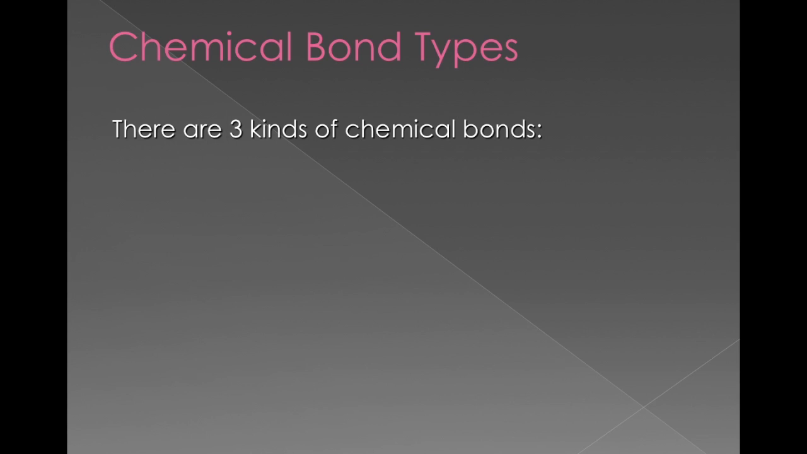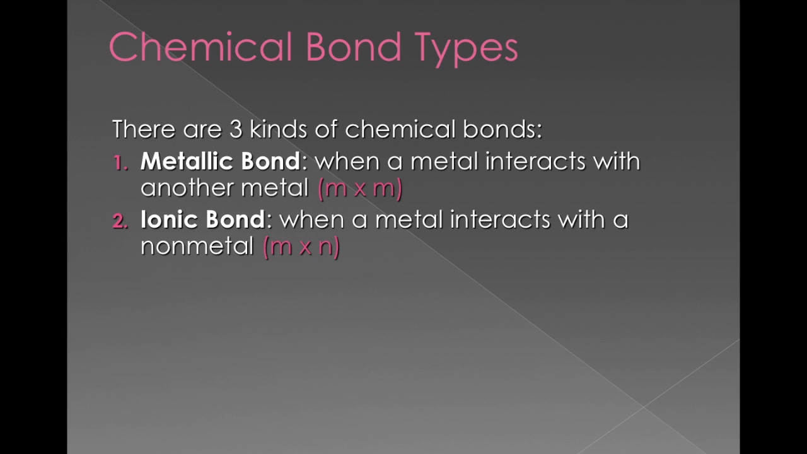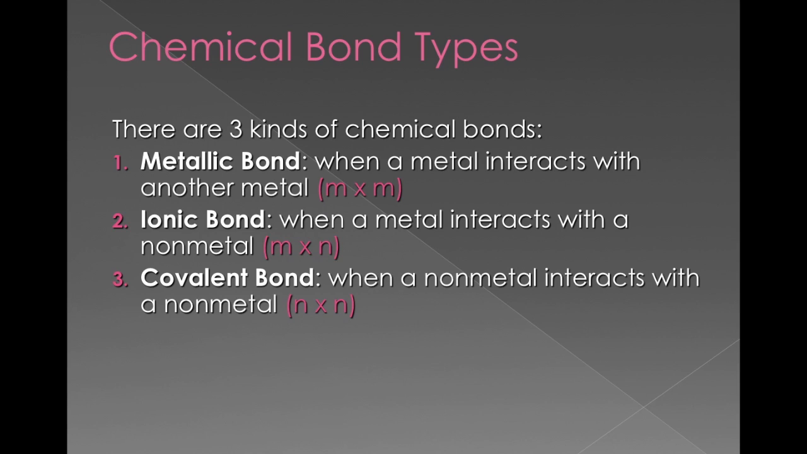So basically, there's three types of chemical bonds that can form based on the kind of element, whether it's metal or nonmetal, involved in the bond. First, we have a metallic bond, and a metallic bond forms when a metal interacts with another metal. Then we have an ionic bond, which forms when a metal interacts with a nonmetal. And the third type of bond is a covalent bond, which forms when a nonmetal interacts with a nonmetal.